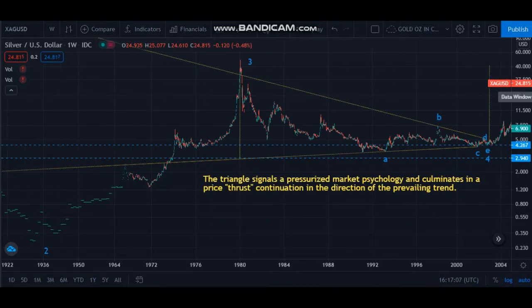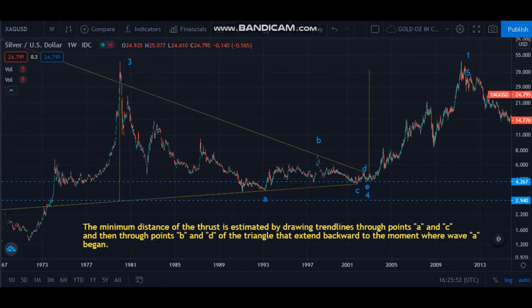The triangle signals a pressurized market psychology and culminates in a price thrust continuation in the direction of the prevailing trend. The minimum distance of the thrust is estimated by drawing trend lines through points A and C and then through points B and D of the triangle that extend backward to the moment where Wave A began.